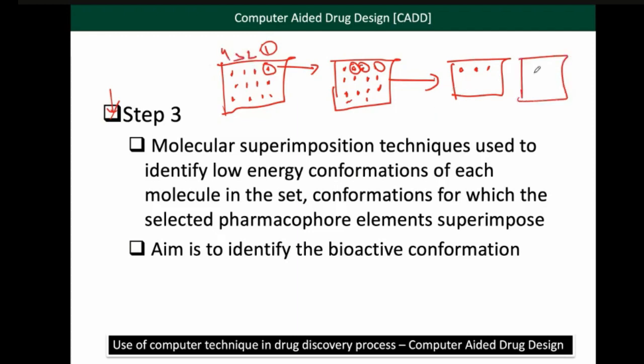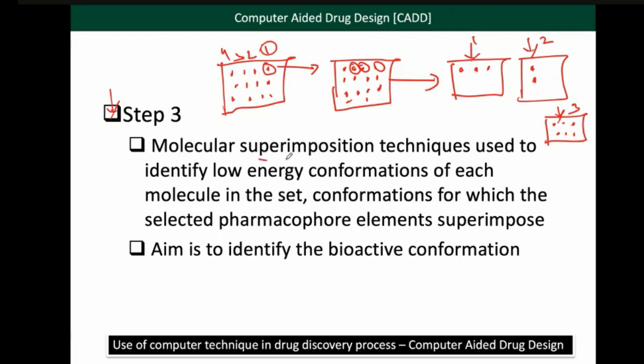This is for the second compound. So this is for the third compound. Like that, whatever is the number of compounds in the data set, all those will have the low energy conformations. There is no one compound, right? Now many conformations are representing one compound. These are many conformations of the first molecule, different low energy conformations of the second, different low energy conformations of the third, and so on, right?